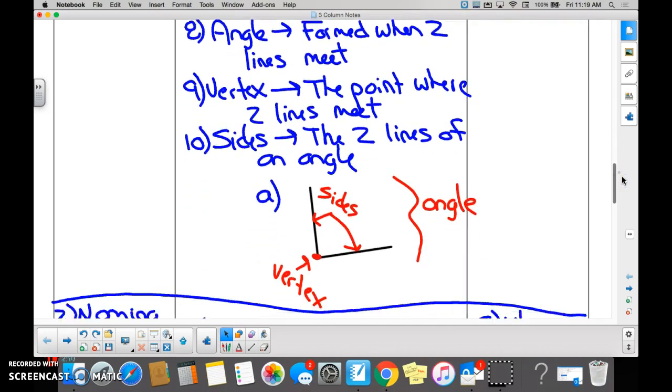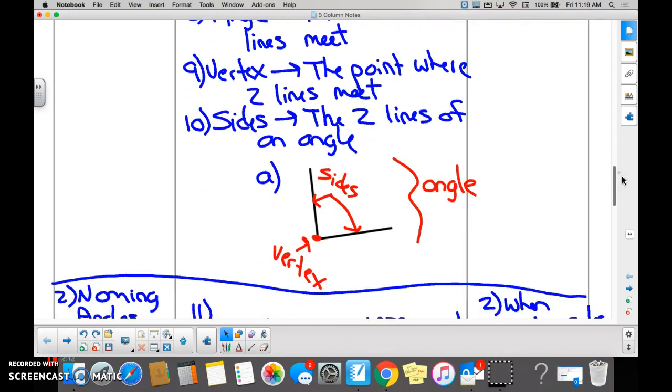And then this is an angle right here on number 10A. And then all the labels to an angle. We cool? Yeah. Moving on.